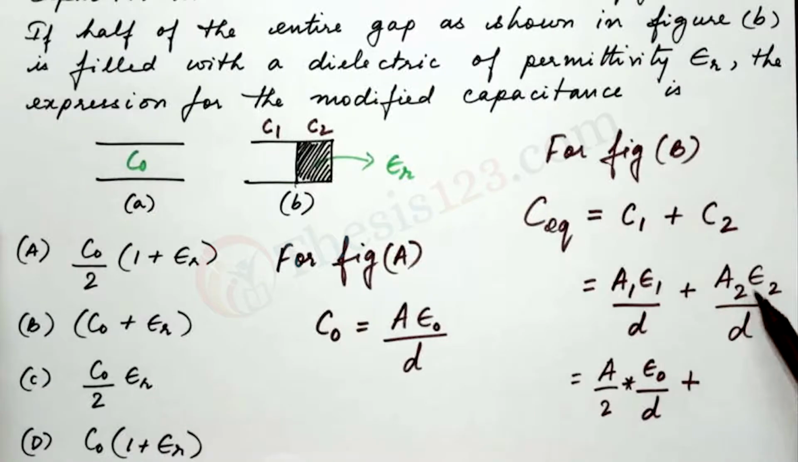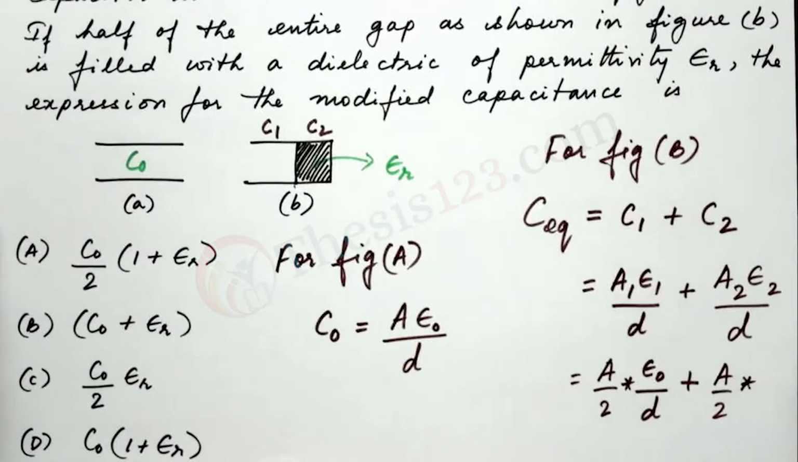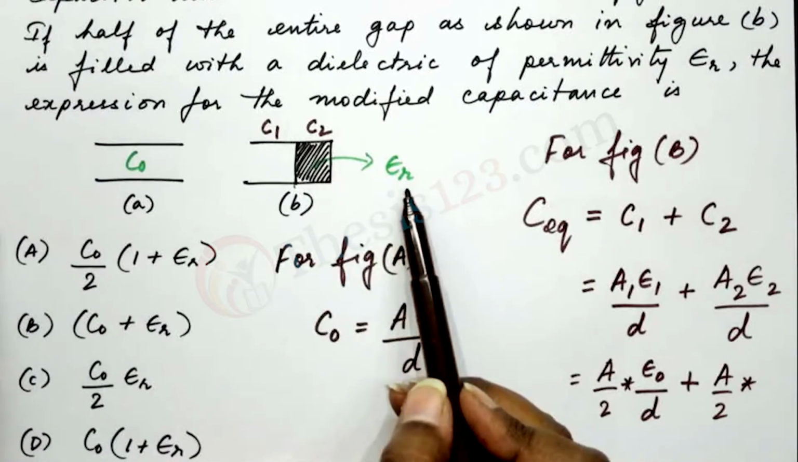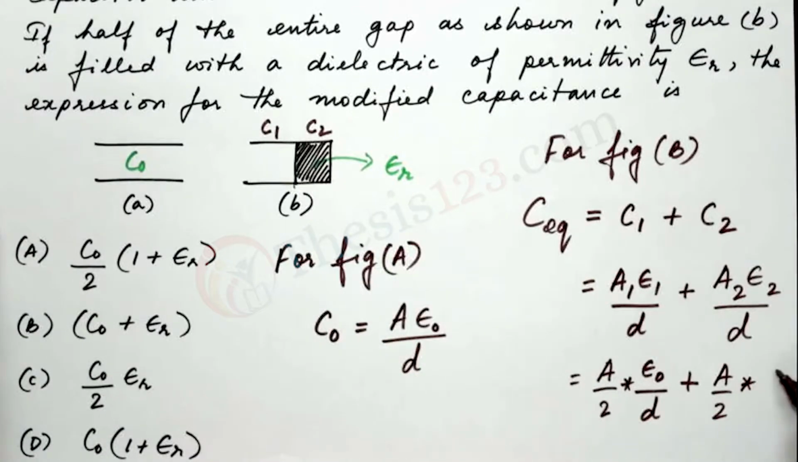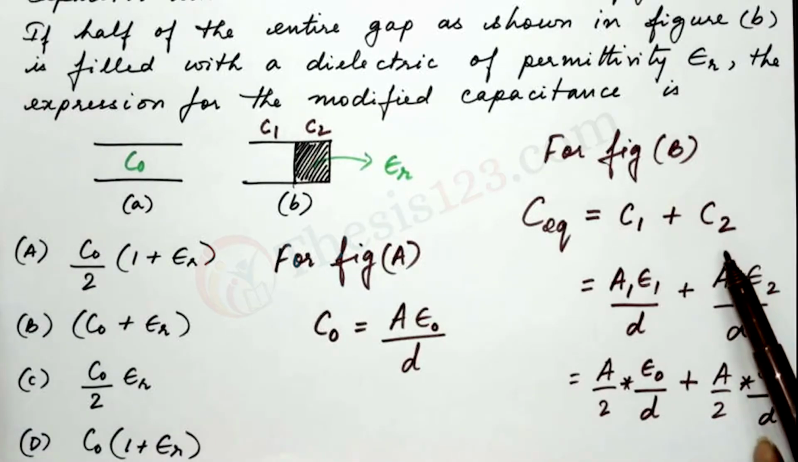Plus, let's take a closer look at part C2 now. For C2, the area is A by 2. The permittivity is epsilon r, so we note this down as epsilon naught into epsilon r divided by D. I hope that is visible and clear as well. So here we have C2 to be A by 2 into epsilon naught epsilon r by D. Let me just grab another sheet of paper and I'll note that down a little clearer.